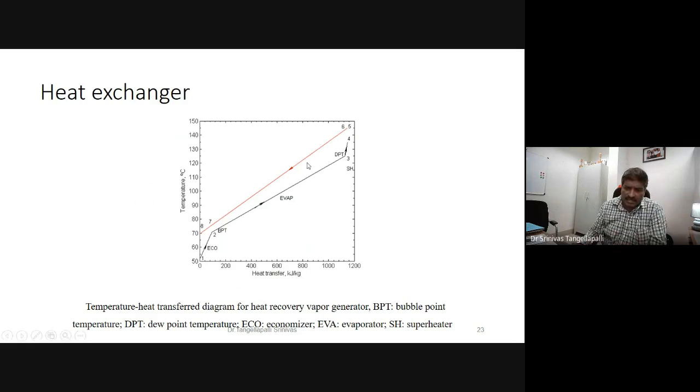The hot fluid temperature is decreasing. Let us say it may be the hot gas, or it may be oil in case of a solar system. That hot fluid temperature keeps on decreasing. And what about the working fluid? In the boiler, in case of a heat recovery vapor generator, it can be divided into 3 sections. Actually, this drawing is drawn to scale, that's why you can see the actual shape here. The 3 sections consist of the economizer, the second is the evaporator, and the third is the superheater.